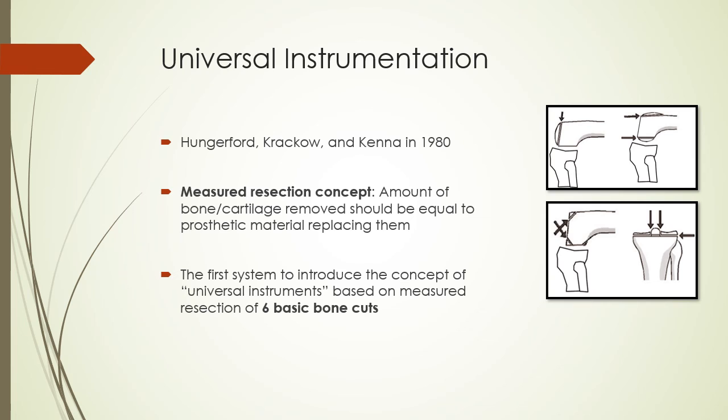The first is the idea of measured resection. It is based on the understanding that the amount of bone and cartilage removed should be equal to the prosthetic material used to replace them. And the second concept, which is really universally applied right now in modern TKA, back then was used to achieve measured resection: to use 6 basic bony cuts, 1 on the proximal tibia and 5 on the distal femur.